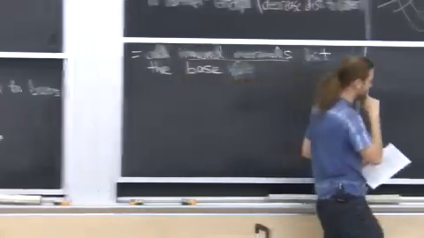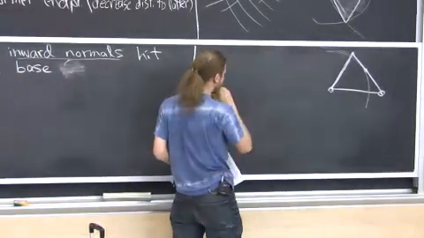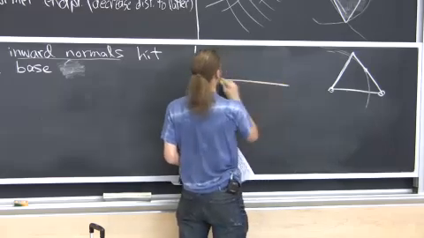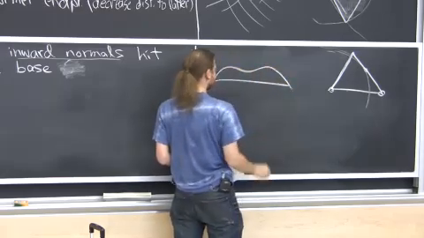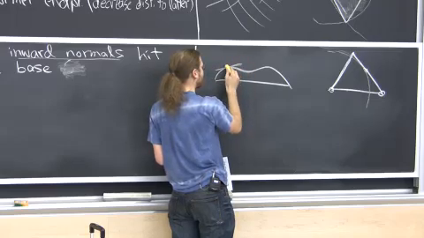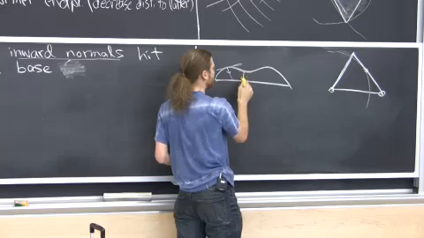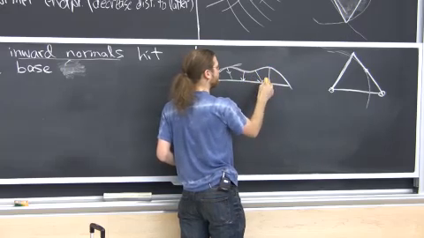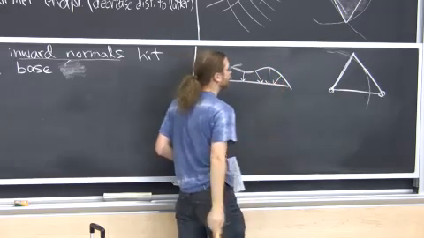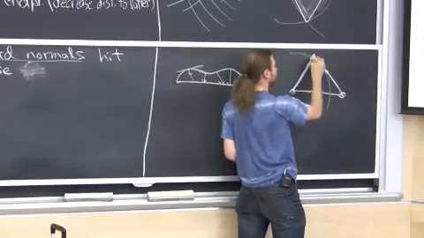Whatever. This is sort of assuming that my shape is somewhat smooth, but it's not a big deal. So let me take a nice shape again. If I look, here's a tangent, here's an inward normal. I extend it, it hits the base. All of these inward normals hit the base. That's good.